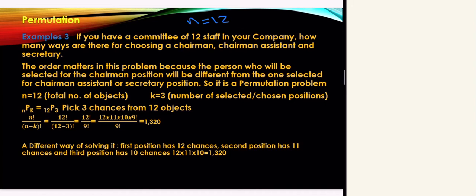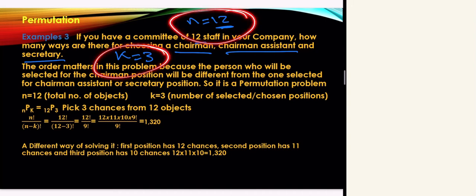So k. n equals 12. How many people do I need to select out of 12 people? Out of the 12, I need a chairman, chairman assistant, and secretary. So I have to select 3. So k equals 3. This is the way I have to identify n and k. If you identify these 2 rightly in all the combination and permutation problems, it will be very easy and very simple to answer the problem.